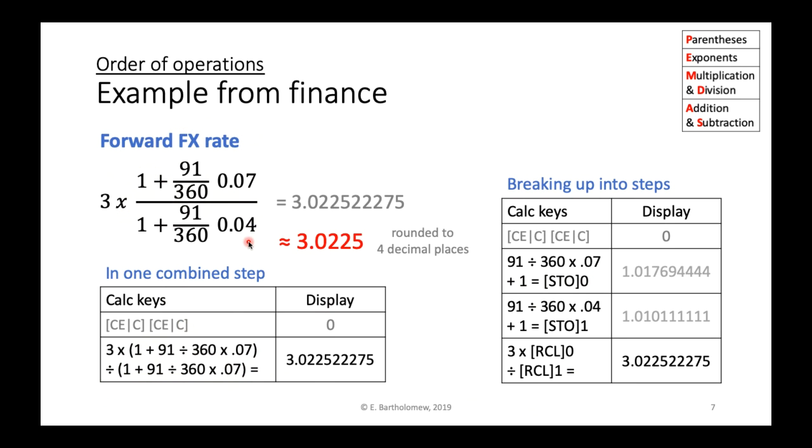And we might want to round that to 4 decimal places. And we could do that just by looking at it. And we can see that actually, since the 2 is less than 5, this would round down if we wanted to go to 4 decimal places. So it would be approximately 3.0225.